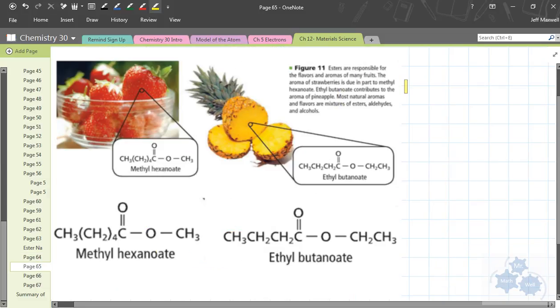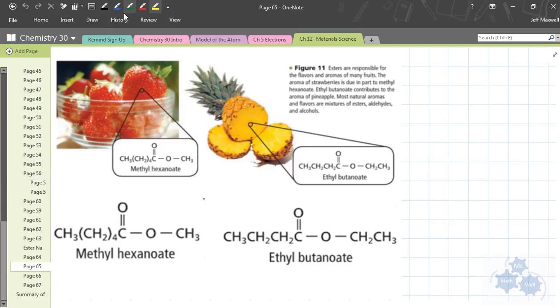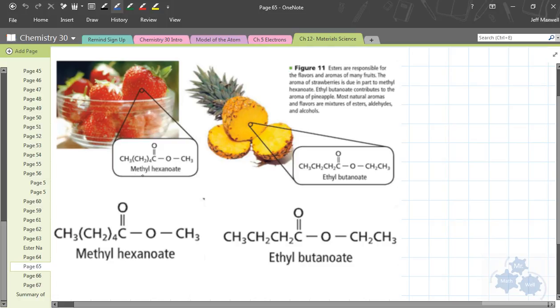So esters are responsible for the flavors and aromas of many fruits. The aroma of strawberries is due in part to methyl hexanoate. Ethyl butanoate contributes to the aroma of pineapple. Most natural aromas and flavors are mixtures of esters, aldehydes, and alcohols. So the organic molecules and functional groups we've been studying are a complicated mixture for getting the smells and tastes that we experience in nature. So methyl hexanoate is connected to strawberries. You might want to write that down.